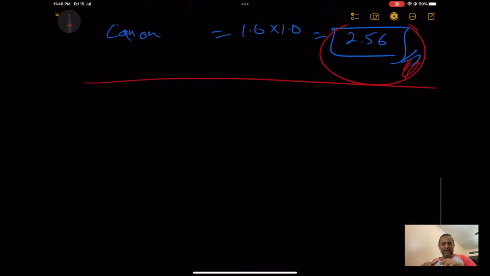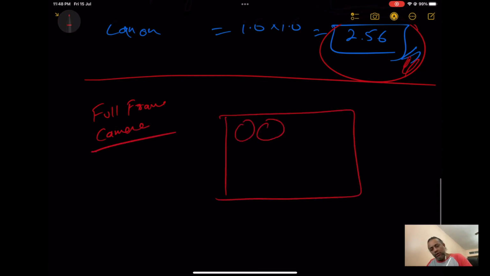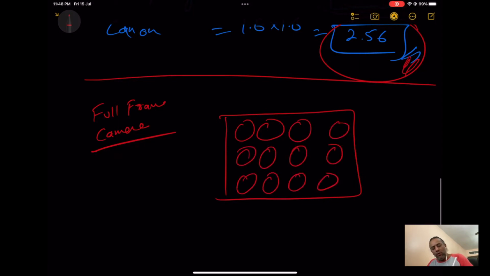And I explained this thing in my previous videos, how the full frame is equivalent to crop sensor and how it's going to affect, but I'm going to explain briefly again in this video. So imagine you have a full frame camera, all right? You have a full frame camera, okay? This is your full frame camera. 1, 2, 3, 4, 5, 6, 7, 8, 9, 10, 11, 12. It is a 12 megapixel full frame camera.